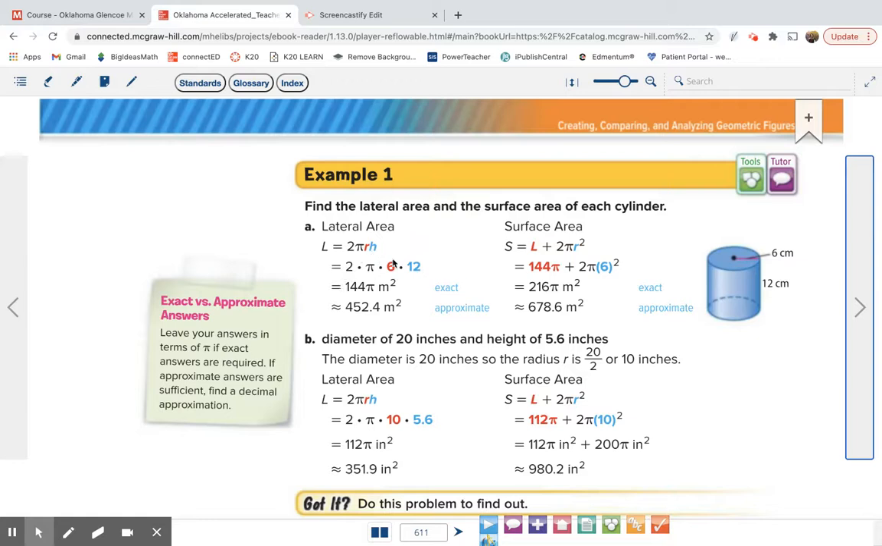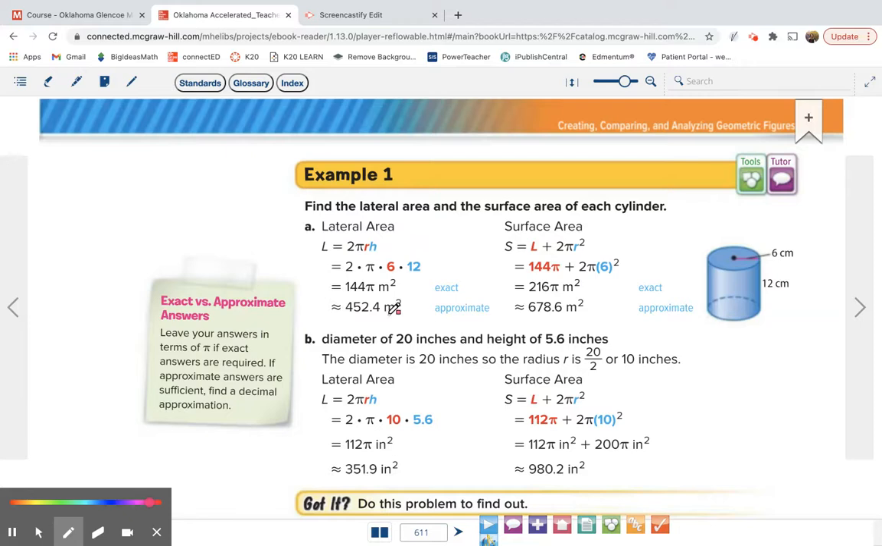Now you're just multiplying. 2 times 6 is 12. 12 times 12 is 144 pi. So when they ask for lateral area, you could go ahead and plug that in your calculator and round. But for this too, leave it as 144 pi to plug into your other equation, because it makes it a little easier to not have those decimals until the very end.